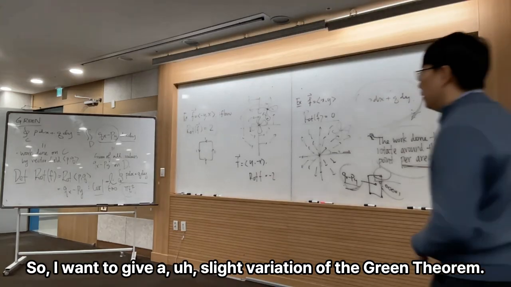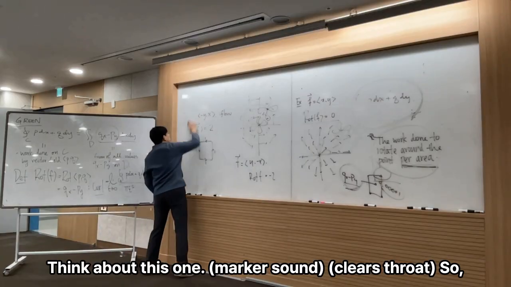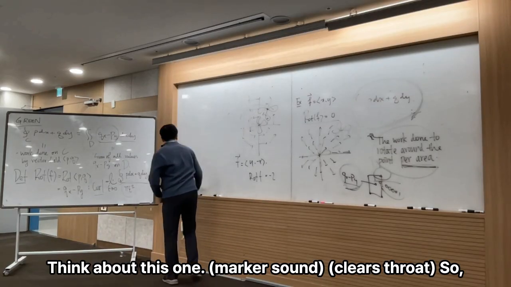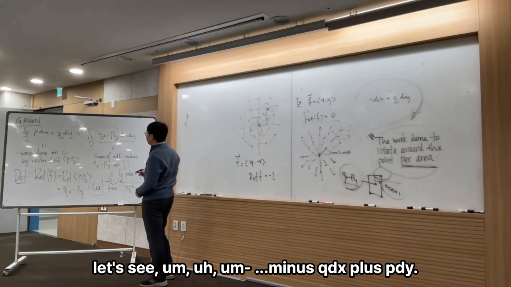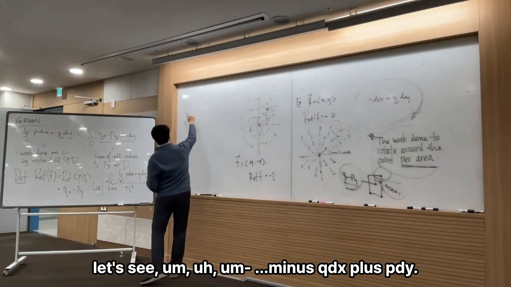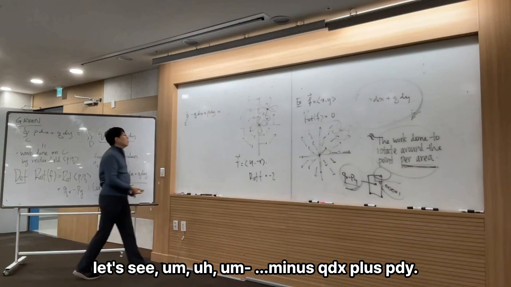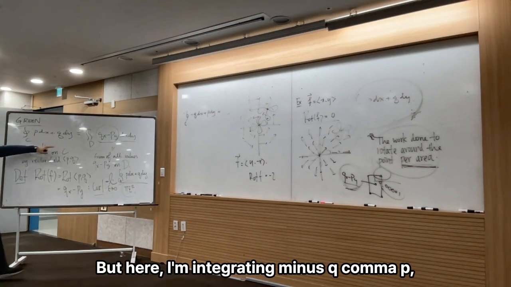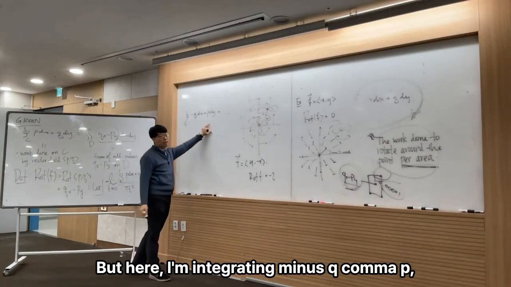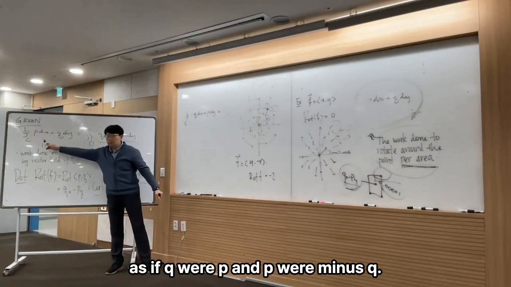I want to give a slight variation of the Green theorem. Think about this one. Minus q dx plus p dy. Here I'm integrating p comma q, right? But here I'm integrating minus q comma p. So I can still apply Green theorem as if q were p and p were minus q.